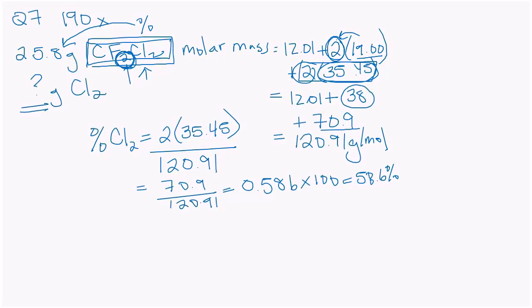Okay. And you're not multiplying the 12 by 2? No, because there isn't a subscript on carbon, so we assume that to be 1. Whenever there isn't a subscript, we say that just means there's 1.